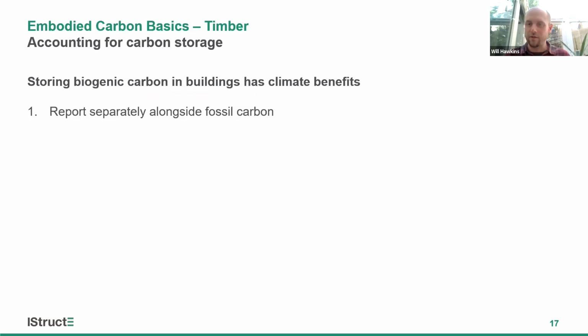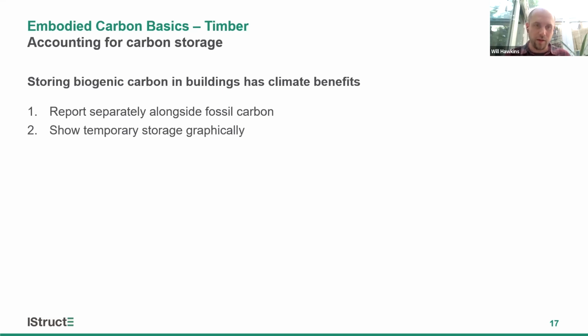So the easiest thing you can do is to just report biogenic carbon separately alongside fossil carbon, making it clear that that biogenic carbon is part of a short-lived cycle. So it's inherently different to fossil carbon, which stays in the atmosphere forever. The biogenic carbon is temporary, but it's a benefit. So you can think of it in terms of a carbon handprint, and you can just report it separately.